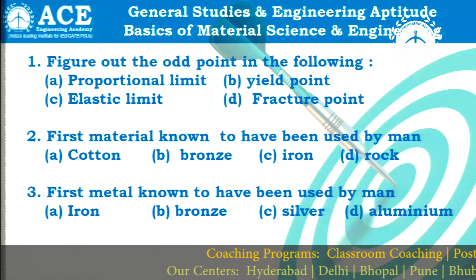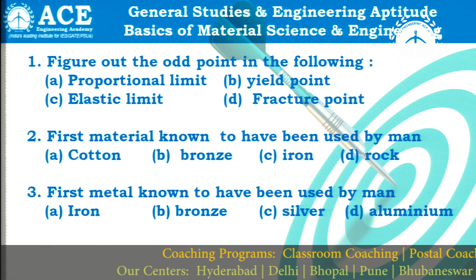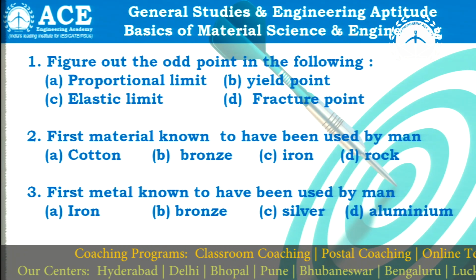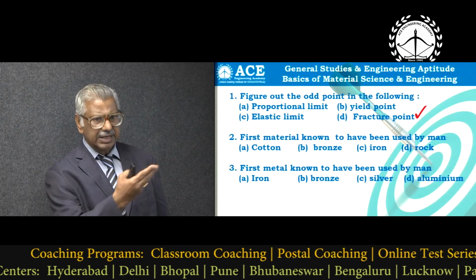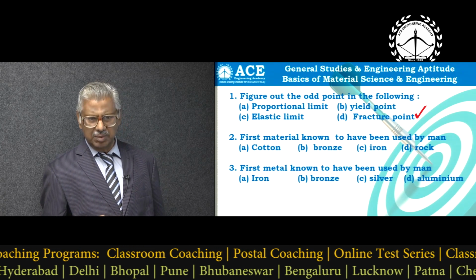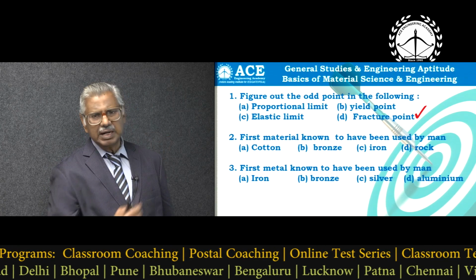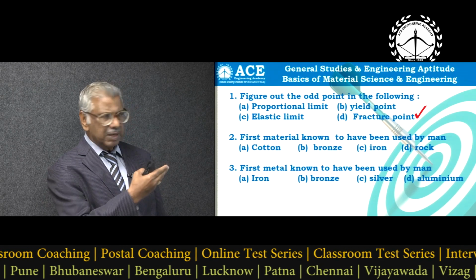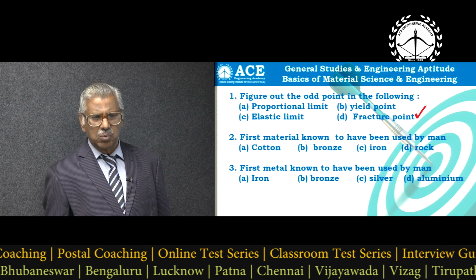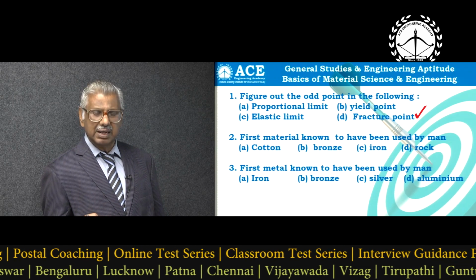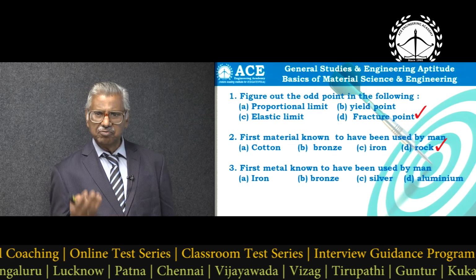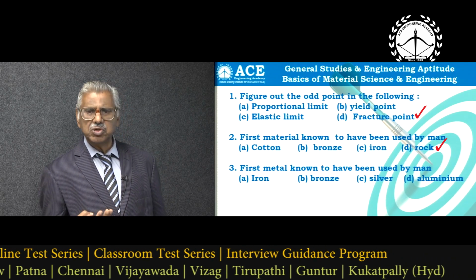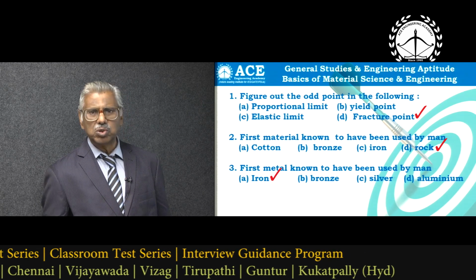Now you can come across an odd-man-out kind of question. Given the 4 alternatives, you find which is odd. Proportion limit and yield point are all related to the stress-strain curve, which you must have learnt. The odd one is the fracture point. Similarly, in general usage, the first material used by man from ancient times was rock. Then the first metal known to man was iron, in the earliest case.